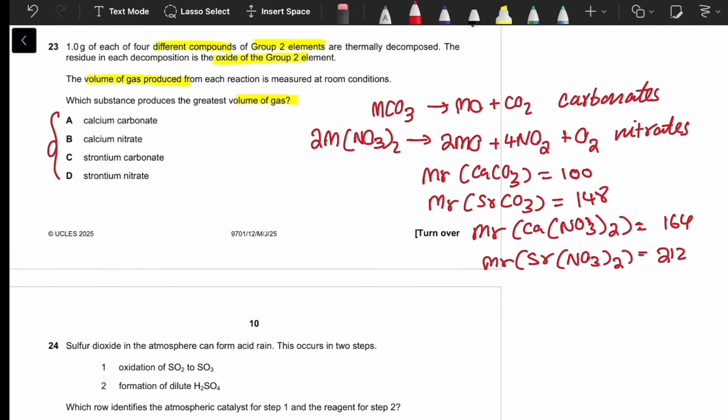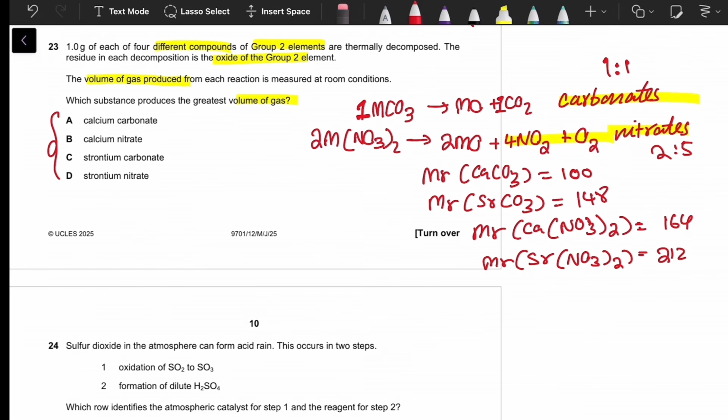Now, I've written out the equation for the decomposition of carbonates and for nitrates. So 1 mole of carbonate produces 1 mole of gas, 1 mole of carbon dioxide. And 2 moles of nitrates produces 5 moles of gas, because obviously nitrogen dioxide and oxygen are both gases. So it's 1 to 1 for carbonates, and 2 to 5 for nitrates.